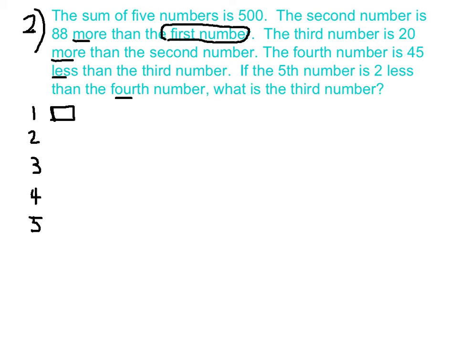So we get the first number, the box. And now we go draw it sentence by sentence. The sum of 5 numbers is 500. So when I add all of this together, I should get 500. Altogether, the 5 numbers equal 500. The second number is 88 more than the first number. So it's got the same amount as the first number, but it's got 88 more.